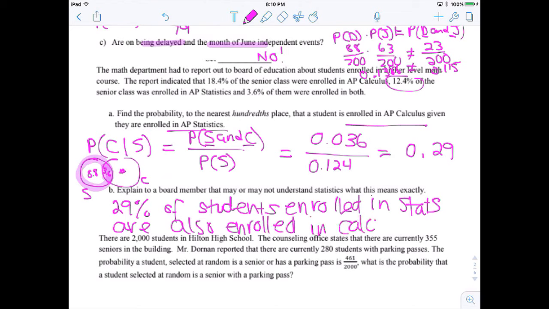And again, there's other ways you could say that. You could say if you're enrolled in statistics, there's a 29% chance that you'd be enrolled in calculus, right? A lot of different ways you could say that, but that typically is what most people will say.